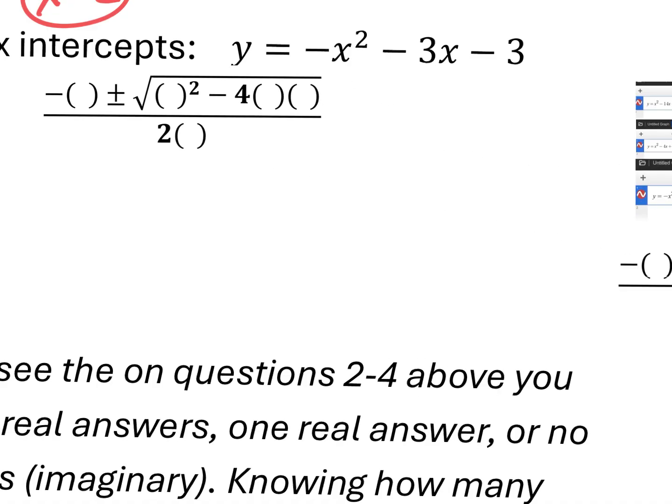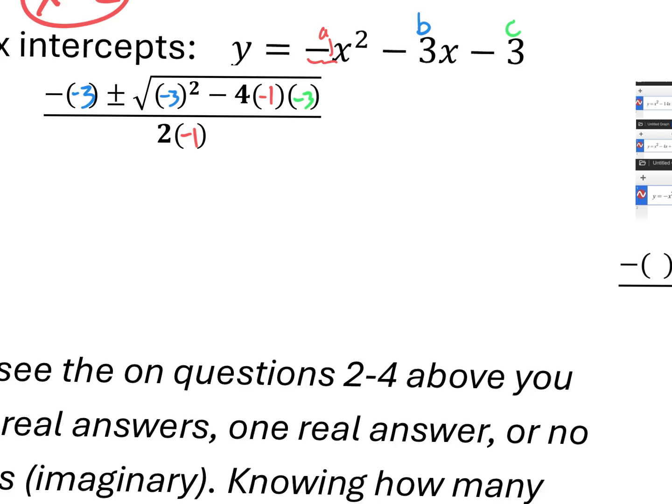And doing the quadratic formula, let's identify the a value. A value is negative 1. The b value is negative 3. And the c value is also negative 3. So let's begin with the b value, negative 3, negative 3, the a value of negative 1 and negative 1, and the c value of negative 3.